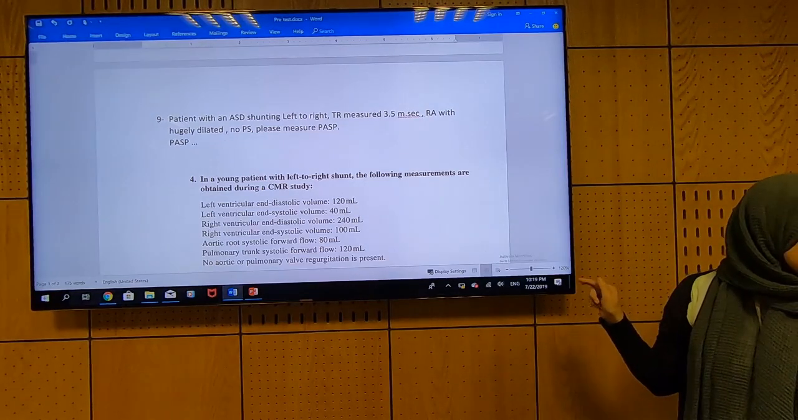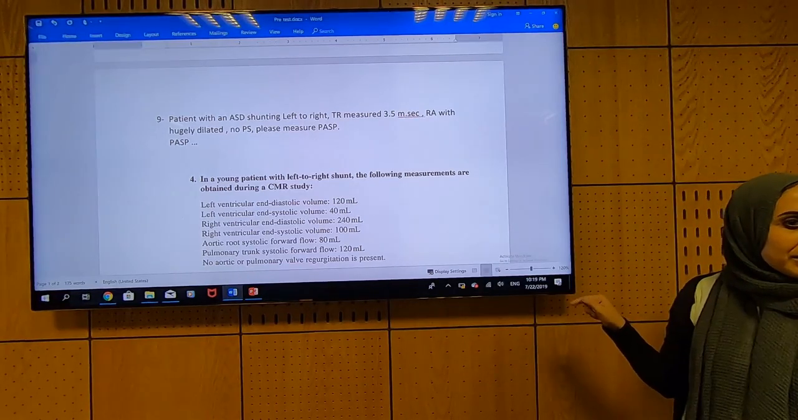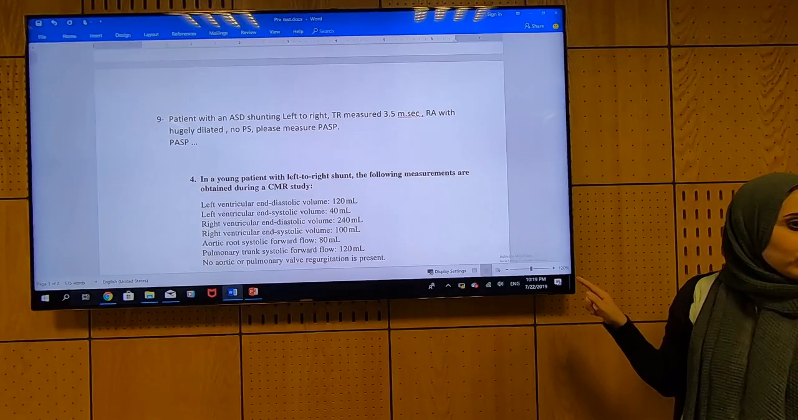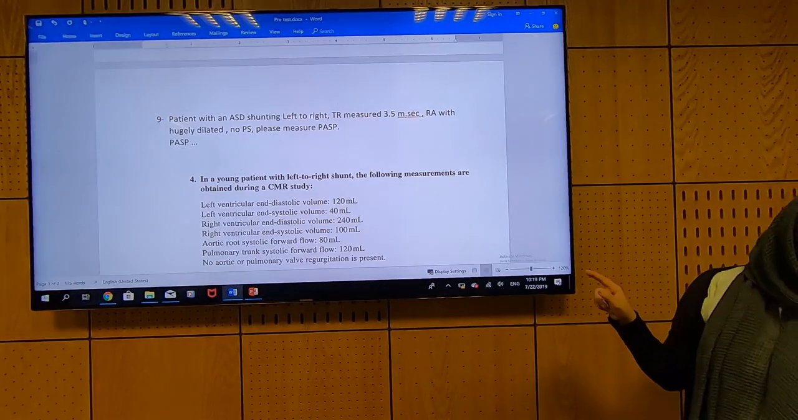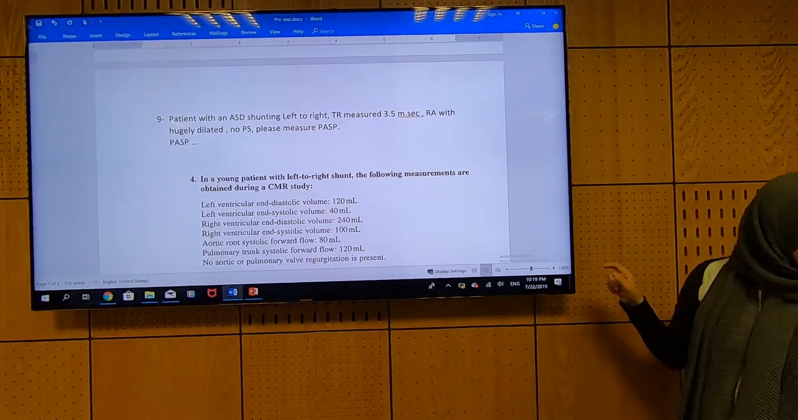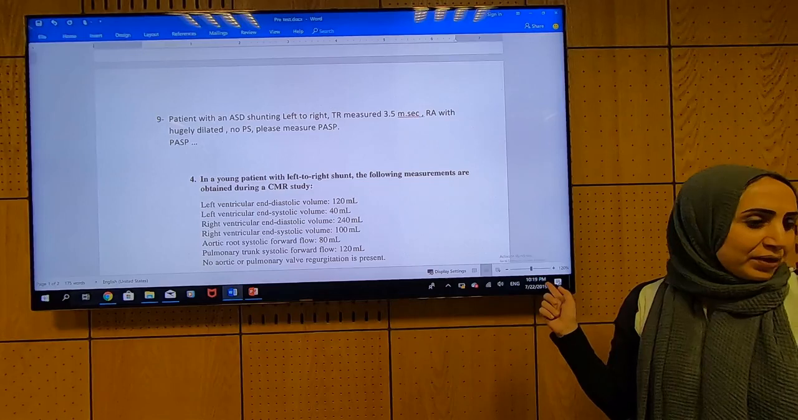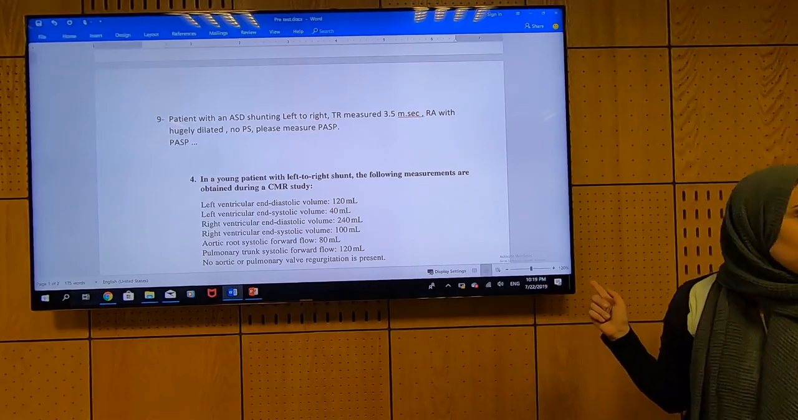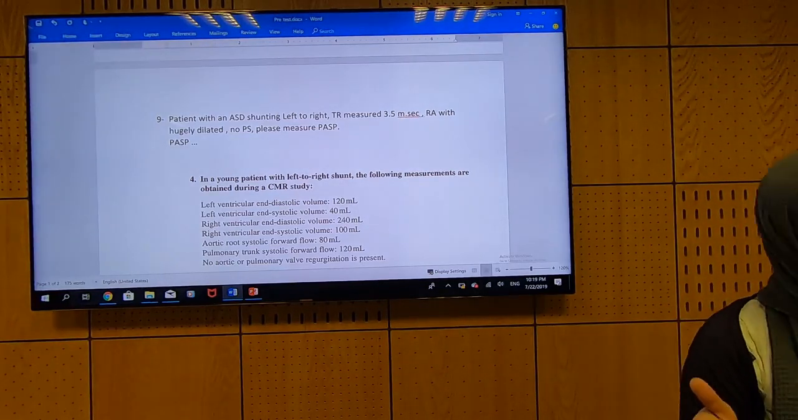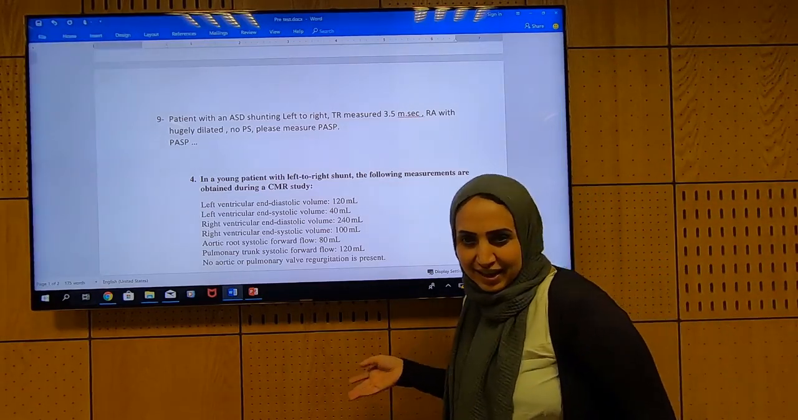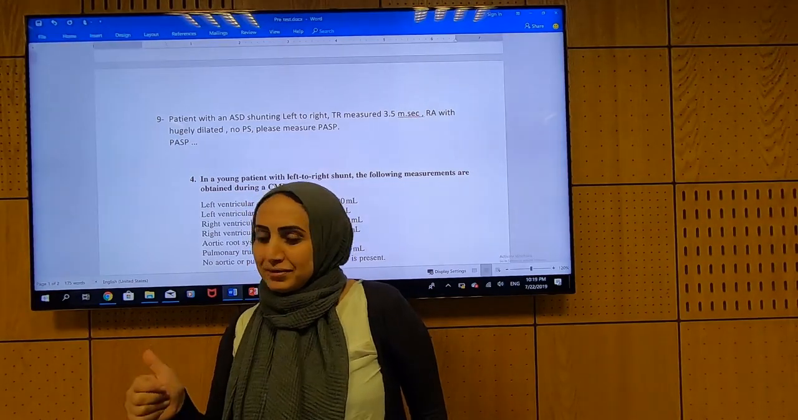A patient with an ASD, shunting left to right, tricuspid regurgitation velocity is 3.5, which means the pressure gradient is 49. Can you do it quickly? 3.5 times 3.5 multiplied by 4 is 49, and the right atrium is usually dilated. What does it mean? Plus 15, and no pulmonary stenosis. So the estimated pulmonary artery systolic pressure is 64. Yes. Okay, 64. So it is the TR gradient plus 15. Okay. Good job. I'm done. Any more questions? Okay. Thank you.